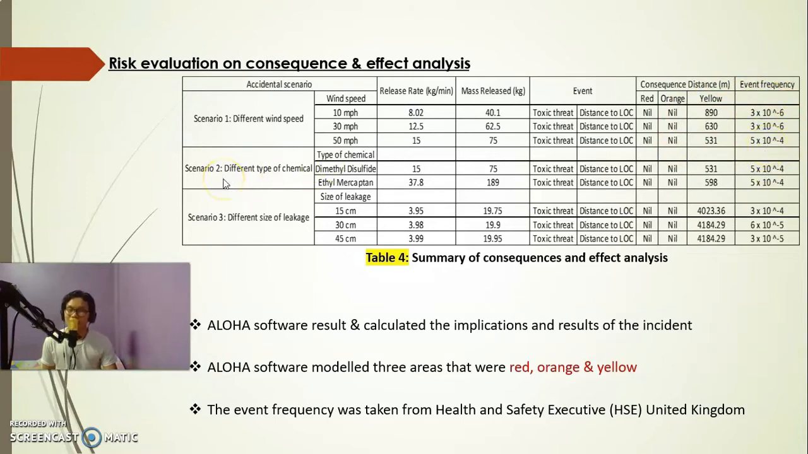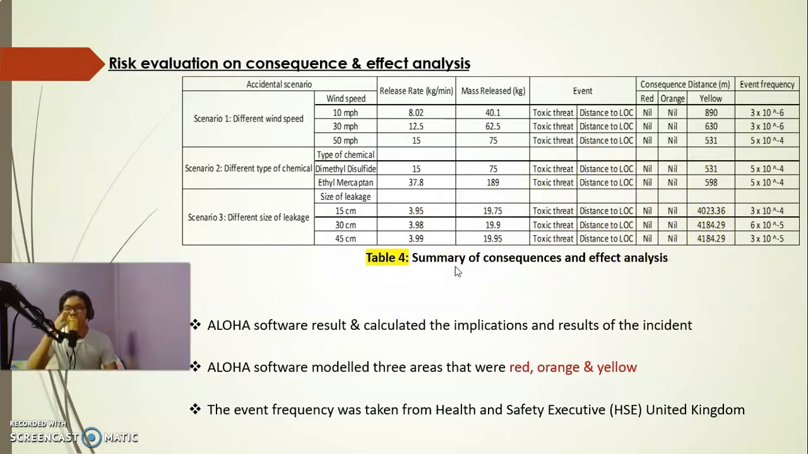The second scenario is the same: the release rate for both types of chemical is different. The mass rate is also different, and the consequence distance is the same as I explained before, where red and orange are nil because they are too small, so we assume it doesn't have it, and the yellow one is also different. In the third scenario, we have the size of leakage, and the release rate is quite significantly different there, and the mass is also different. The distance is all stated in the table.